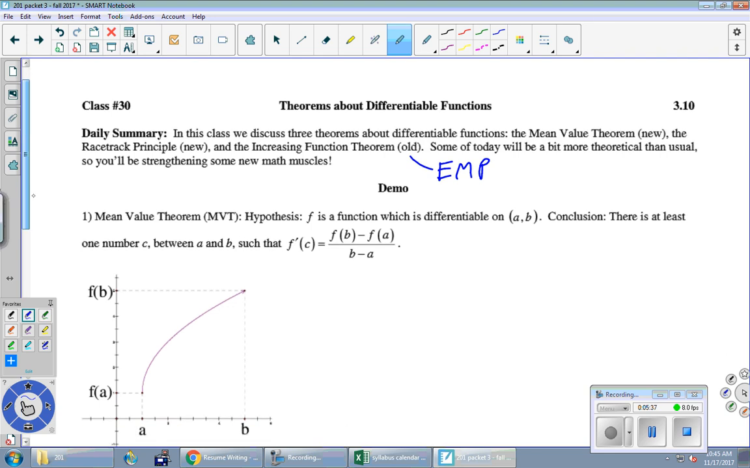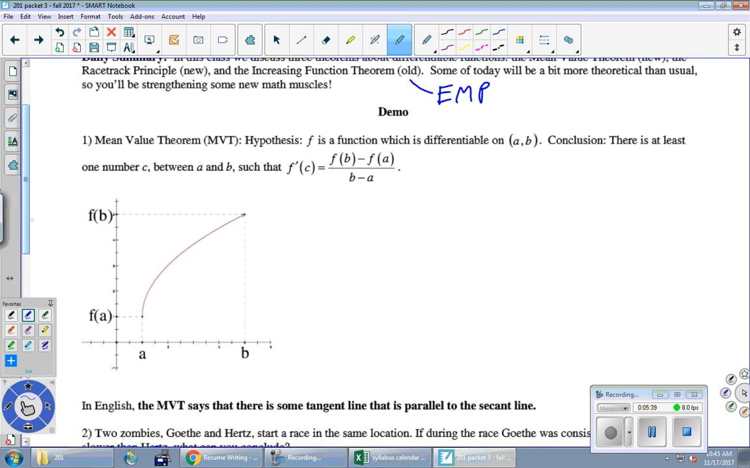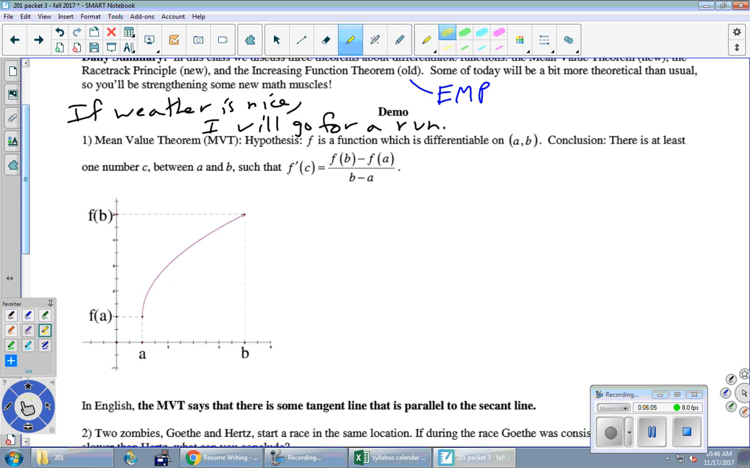The mean value theorem has a hypothesis and a conclusion. The hypothesis is the condition that we want to open the door to the theorem. And if we happen to have that condition being satisfied, then the conclusion comes through. I'll write a simple one over here. You don't need to write it, but if the weather is nice, I will go for a run. Suppose this is a promise that I'm making to myself. The hypothesis of this theorem is the weather is nice. The conclusion of this theorem is I will go for a run.